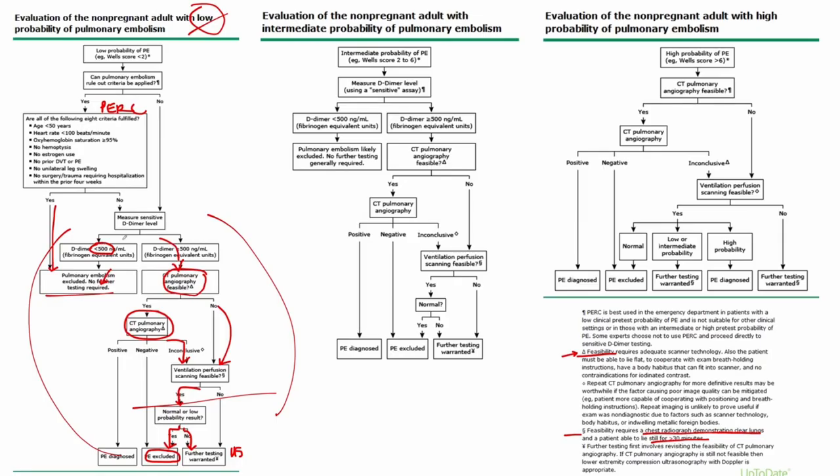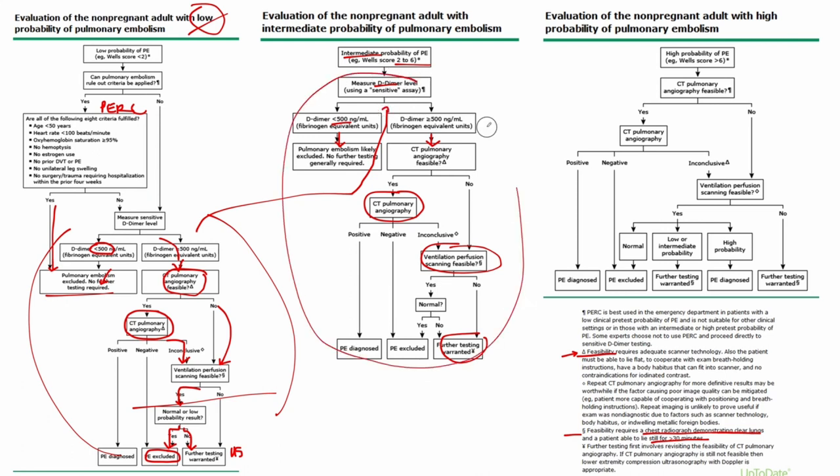If we move over to intermediate, now we're at a Wells score of 2 to 6. We forget the PERC criteria. We cannot use it for this. We start with a D-dimer. And again, it kind of mirrors this part. If it's less than 500, we're good. If it's greater than 500, we are moving on to CTA if they can tolerate it. And then if not, VQ. And then if not, further testing is warranted. This is the same as this, right? This is the same as this. So it makes sense, right? It's just without the PERC step.